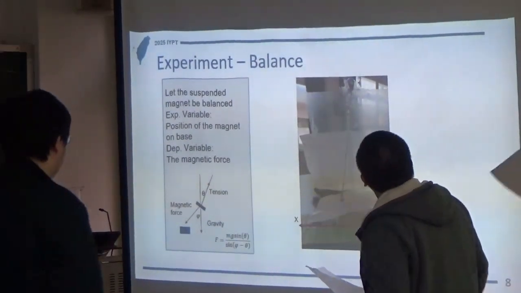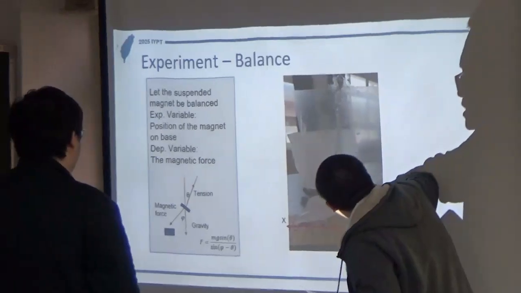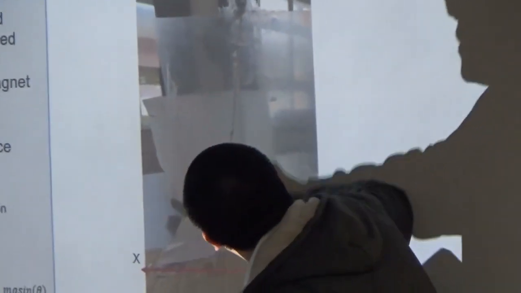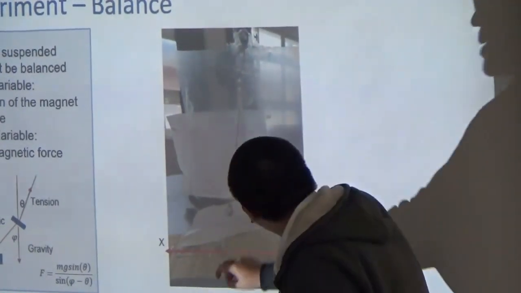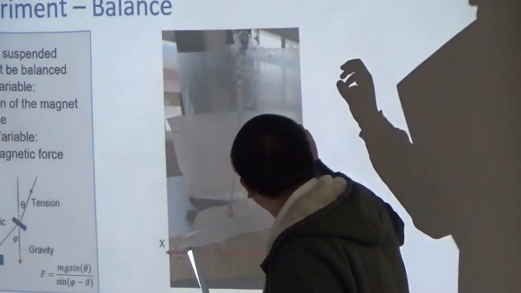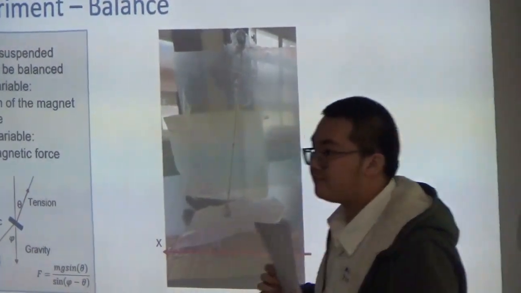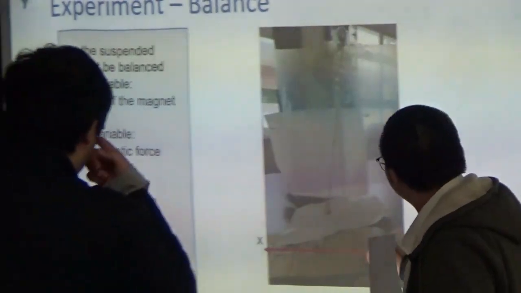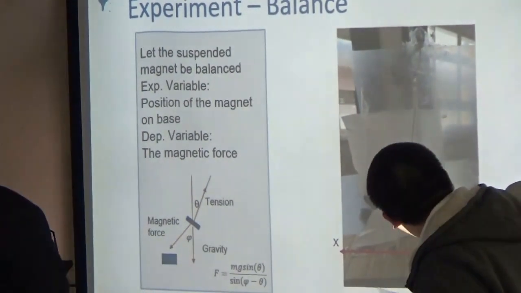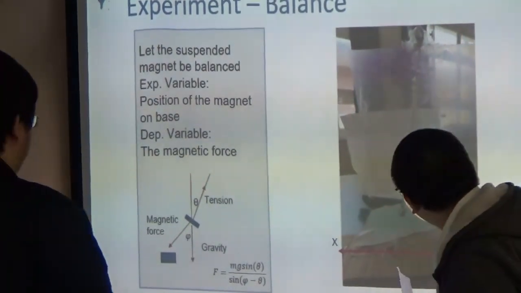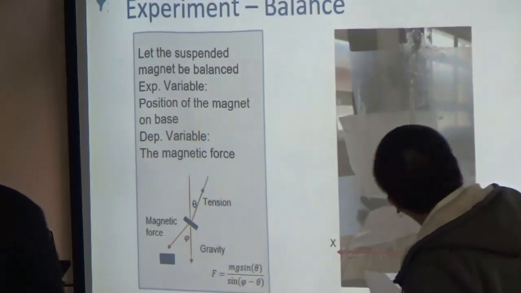But I see here it looks like your rod is a little bit distant from the magnet. So in this picture, where is your initial place? What do you mean about the initial place? Also, is this the balanced place? This is a better place. So, okay, I got it.